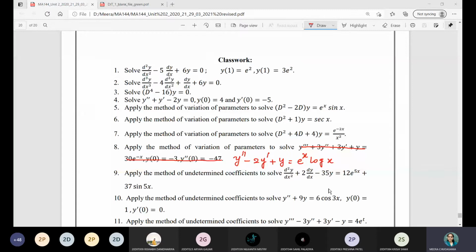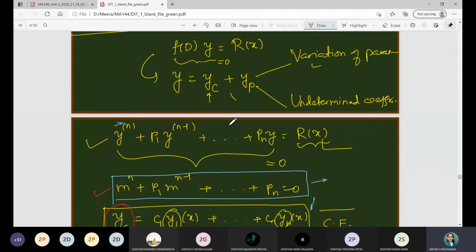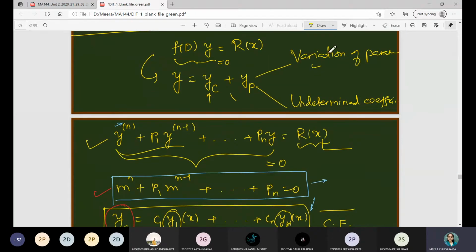Okay, so let me start with the things we have done in the last class. We started with the method of variation of parameter. Whenever we are given a non-homogeneous higher order differential equation with constant coefficients, we can use either the method of variation of parameter or the method of undetermined coefficients. Suppose you are given any differential equation of this type.